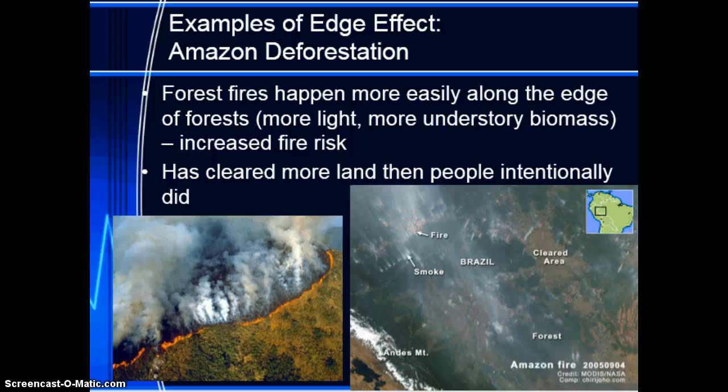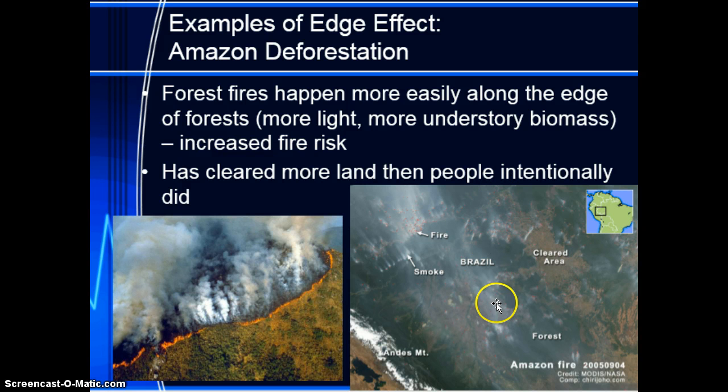Now, some of the reasons why this is bad, other than the ones I just mentioned, in certain areas where it's being deforested, forest fires are much more likely in these areas. You have more light, and that means you have a greater understory, and the understory is what's really likely to catch on fire. So in the Amazon rainforest in Brazil, this has actually cleared more land than the area that they cleared on purpose in the first place.